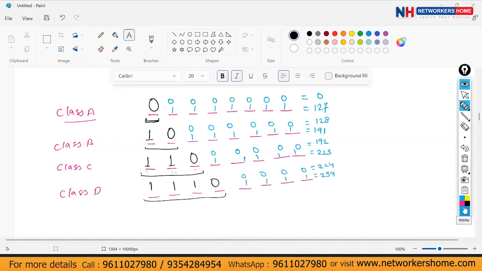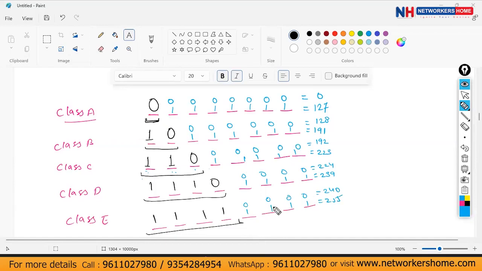Okay. And then for class E, again, only 4 bits were reserved, and all 4 bits were 1. Minimum, all zeros. Maximum, all ones. So if you calculate the minimum, it is going to be 240. And the maximum is going to be 255.